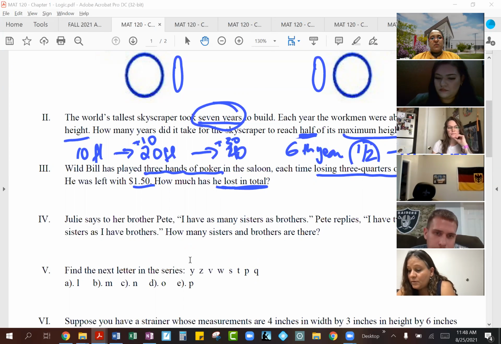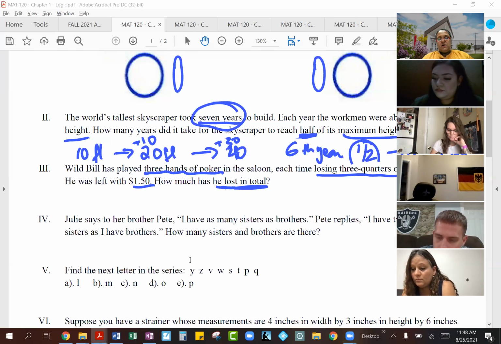Okay, so again, remember, with each hand of poker he plays, he loses 3/4 of his money. And by the time he got done playing those 3 hands, he was left at the end with $1.50. So you're almost kind of working backwards from there and trying to figure out how much total money he had when he started playing, and of course, how much did he lose by the end of it.